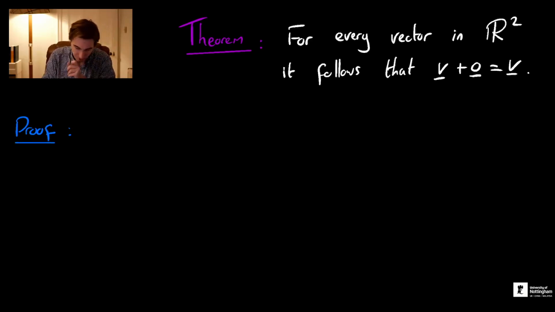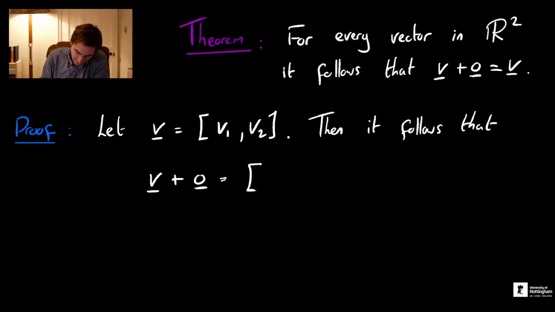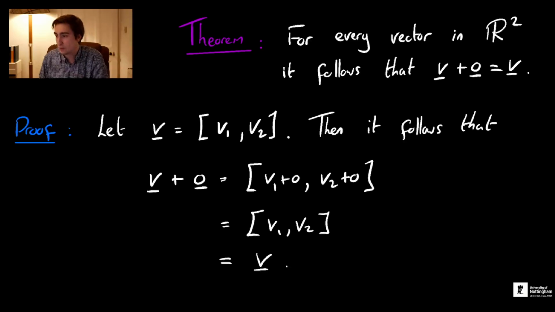So if we prove this, again, the proof is rather simple. Let v, and we use the notation for a vector, we underline it, be v1, v2. So it's just a general vector. We haven't got any assumptions on it here. Then it follows that v plus 0, or the 0 vector, is v1 plus 0, comma v2 plus 0. And we know how this 0 acts via addition on the real numbers. It doesn't change that real number and it doesn't change this real number. In other words, it's equal to v1 comma v2, which is the same as v. So our statement is proven.